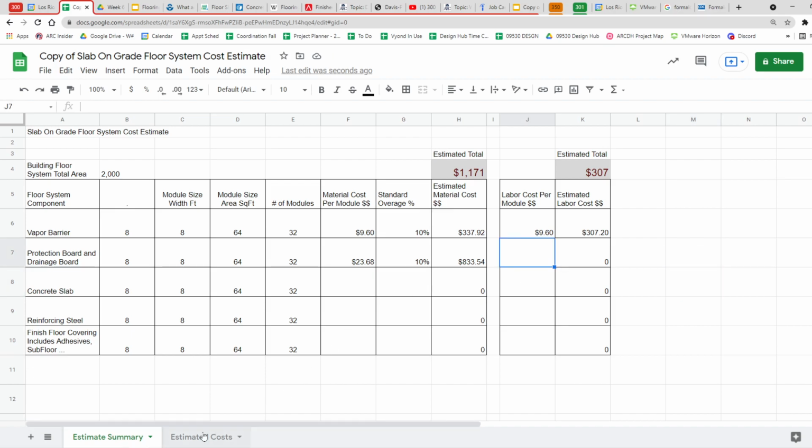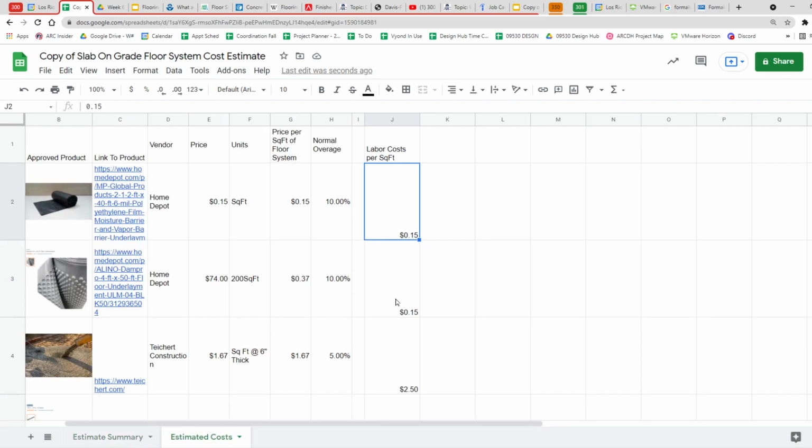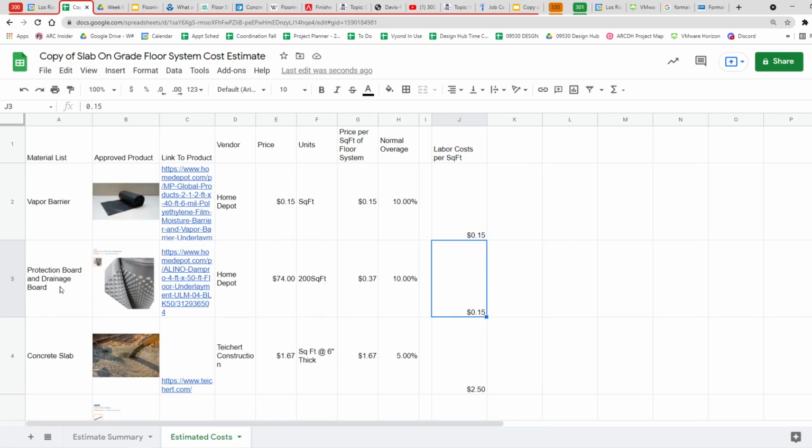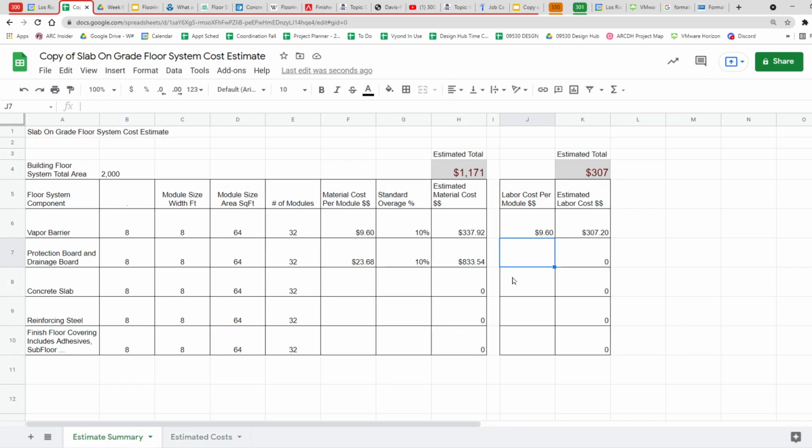And then to put down the vapor barrier, or the drainage board, is also pretty cheap. It equals 0.15 times the number of square feet. Cost per square foot times how many square feet. Here we go. And again, I click on it and I make it into dollars.